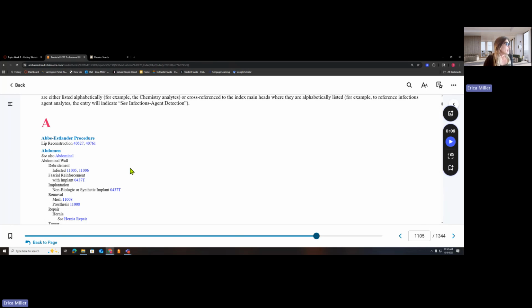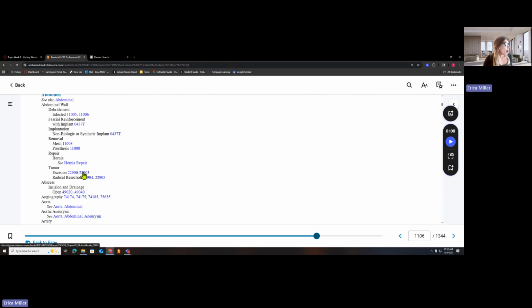All of the codes in blue are links. So once you find a code that you think matches and represents the service that's being provided, you want to always verify in the tabular and read the full description of the term.